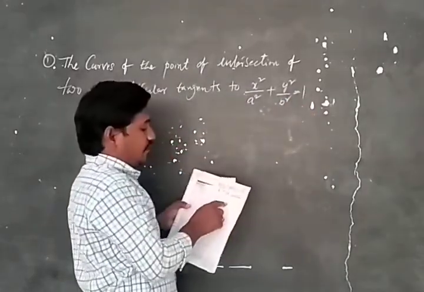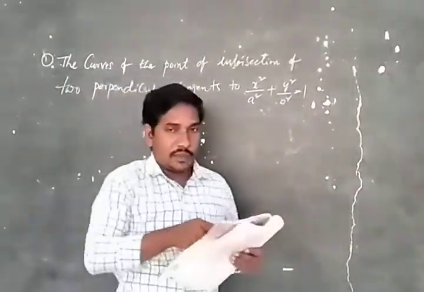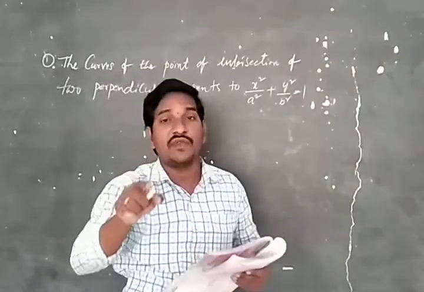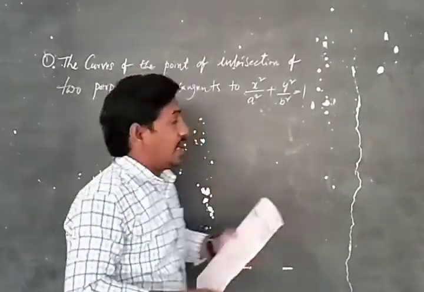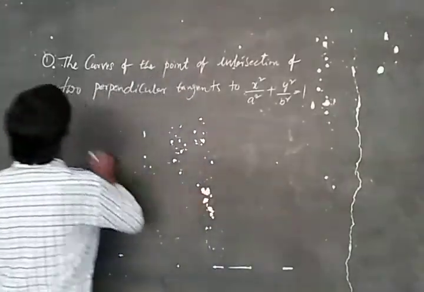There is a printing mistake in that problem. It is x square by a square plus y square by b square, not x square. Lies on.